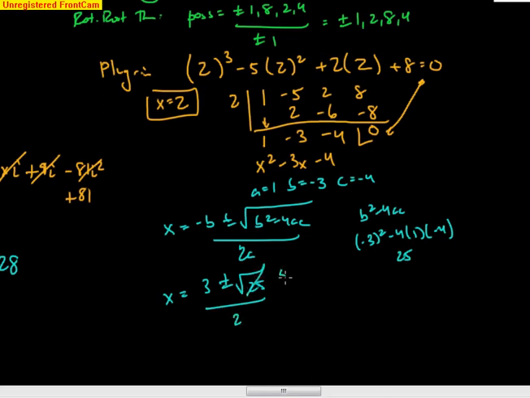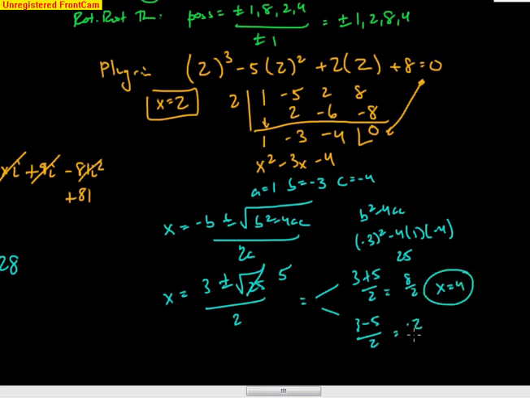And the square root of 25 goes away and you get just a 5. So when the square root goes away, you must create 2 expressions: (3 plus 5) divided by 2 and (3 minus 5) divided by 2. This is 8 divided by 2, so x is 4. And this is negative 2 divided by 2, and x is negative 1.